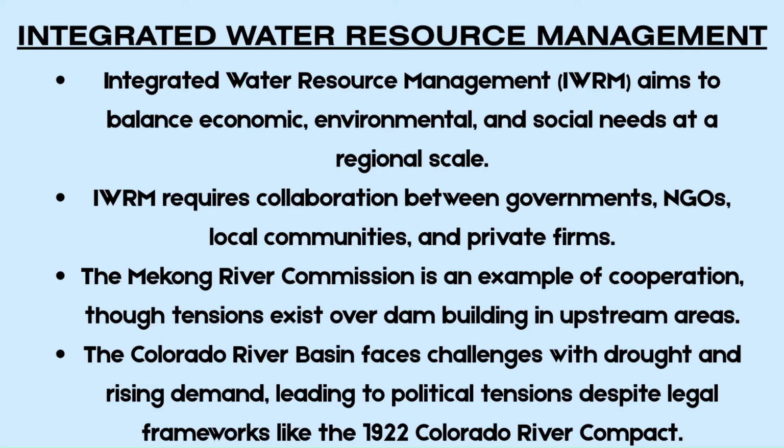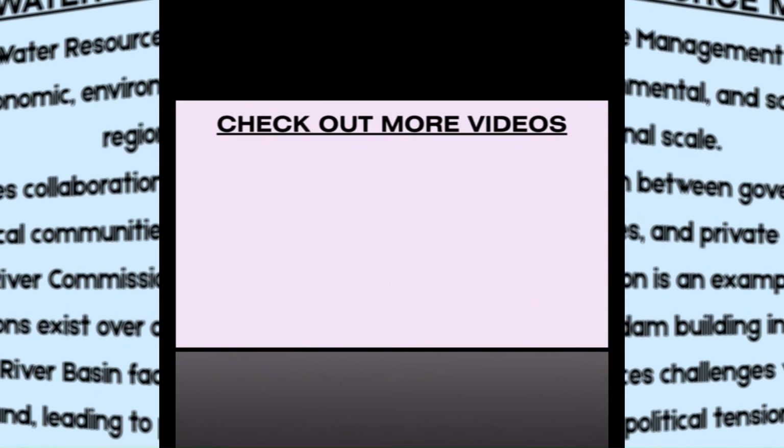For example, the Colorado River Basin, shared by the USA and Mexico, faces conflicts over water allocation due to prolonged drought and overuse. Despite the 1922 Colorado River Compact, states continue to clash over how much water each can consume, leading to ongoing negotiations.